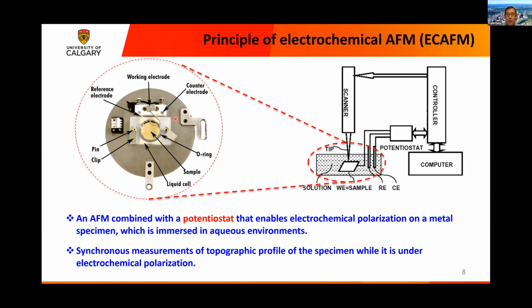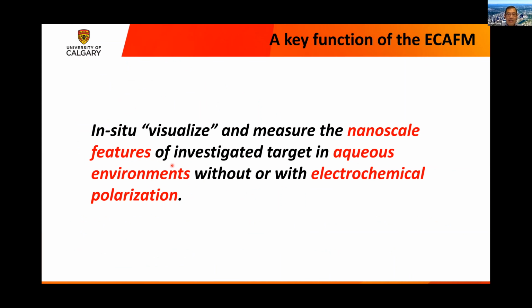At the same time, we need a very good control system so that we can get the nanoscaled features together with the electrochemical polarization control. Next, I will show you very typical research results. We use ECAFM to get the electrochemical corrosion features at a very small scale, usually the nanoscale. And you can see very interesting results.